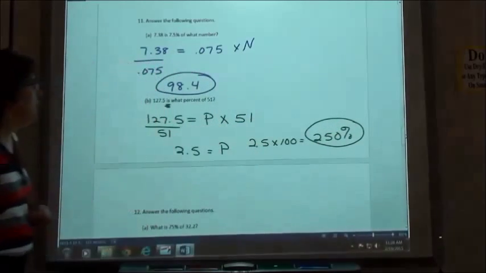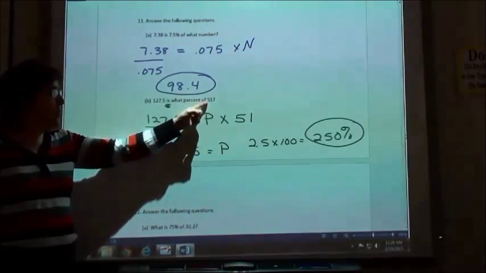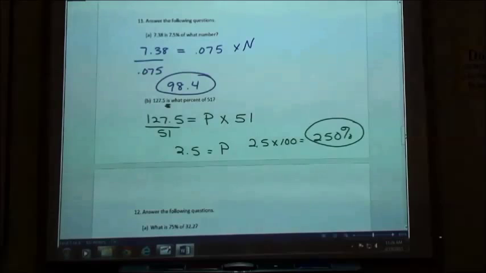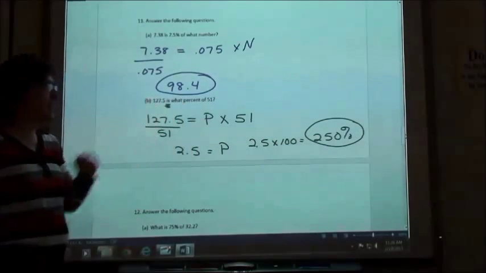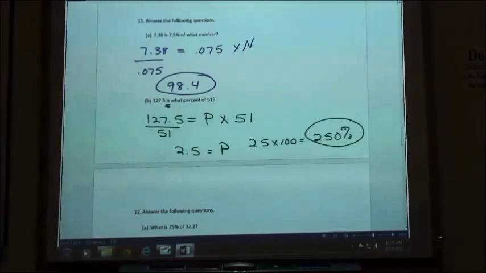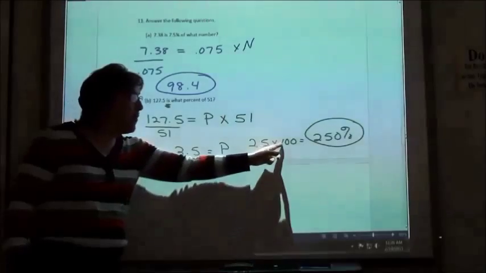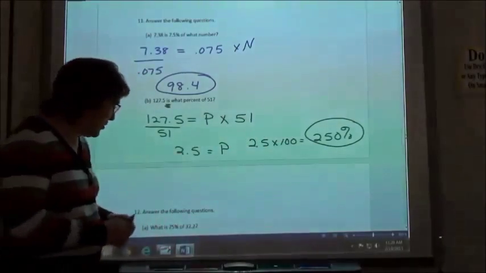250%. Right? 200% would be twice as big as that, and we have 250%, so it's more than twice as big. So whenever I ask what percent I get this value, I still have to multiply it by 100 to change it to the percent.